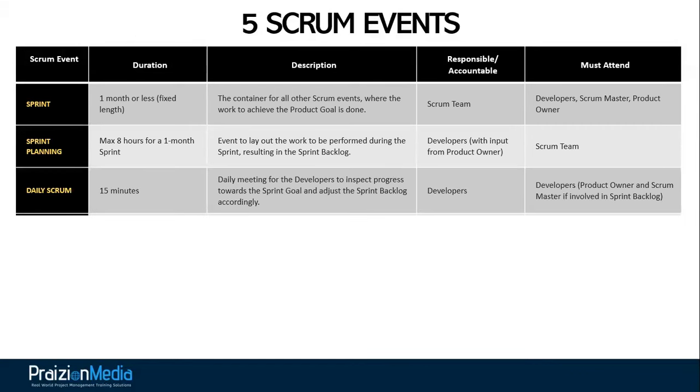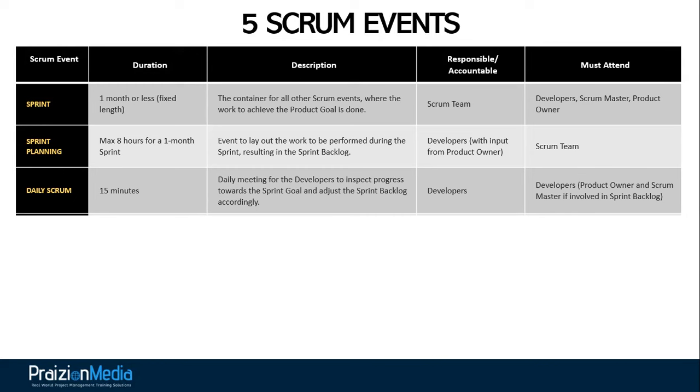The next event is the daily Scrum. It's 15 minutes. That's a time box. It's a daily meeting. It's a sync-up meeting, a planning meeting. Do not call it a status meeting. That will be an automatic wrong on a lot of the exams from PMI. So it's a daily meeting for the developers to inspect progress towards the sprint goal and adjust the sprint backlog accordingly. Responsible and accountable, the developers. The developers must be in attendance.